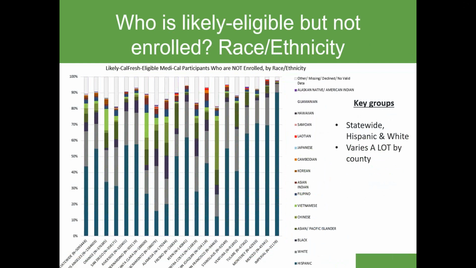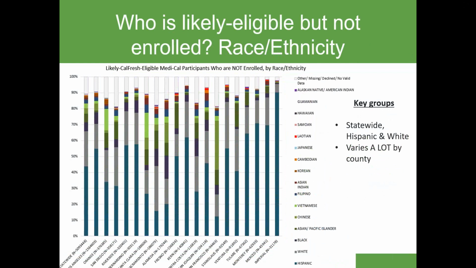The other thing I want to point out is up here, these light gray bars, is other, missing, declined, or no doubt valid data. On the one hand, it's a pretty big chunk of folks with no information, but most counties do have data reported for at least 85% of this target population.